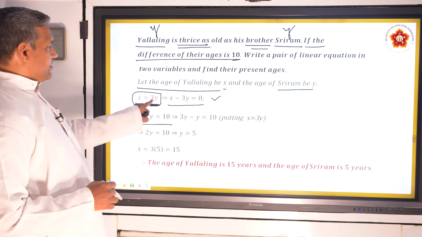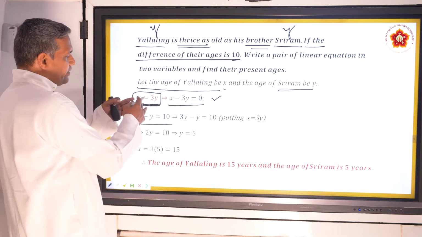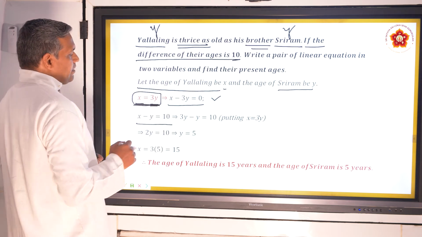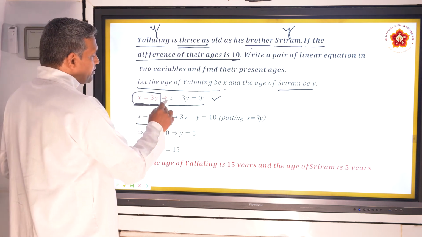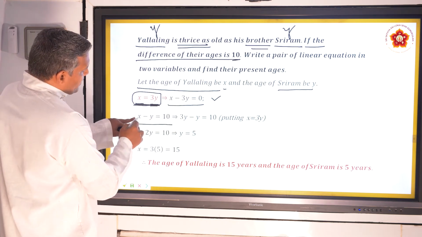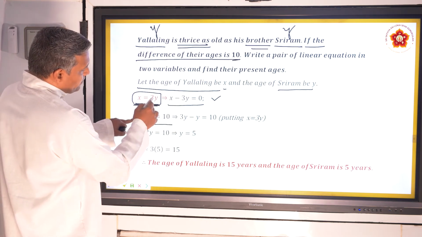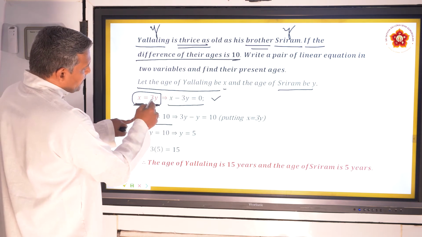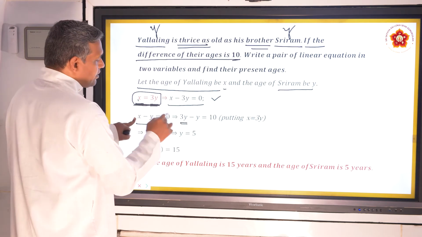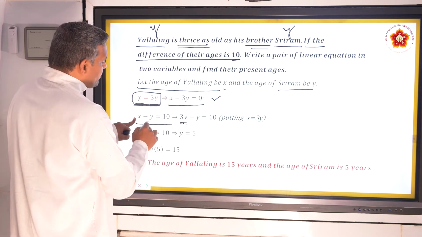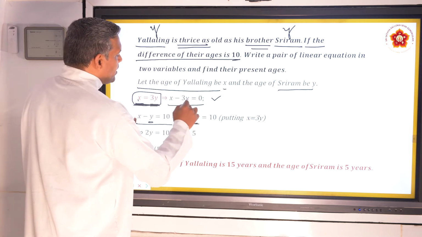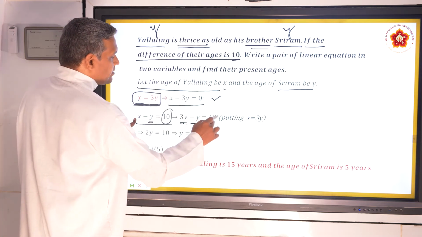x value is what? 3y, no? Directly you take and write in the given equation. What is that equation? x minus 3y is equal to 0, x minus y is equal to 10. So in the place of x, what is the value in terms of y? 3y, no. That 3y you bring here. x plus you bring 3y. Minus y is there, no. Right, as it is, minus y. So 3y minus y is equal to, difference of age is how much? 10 years. 10 years you put.